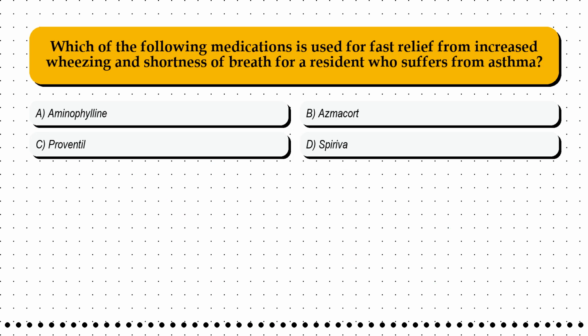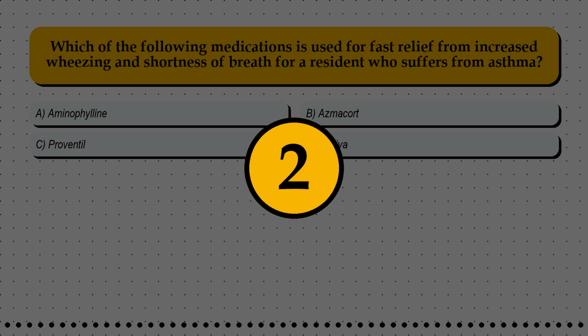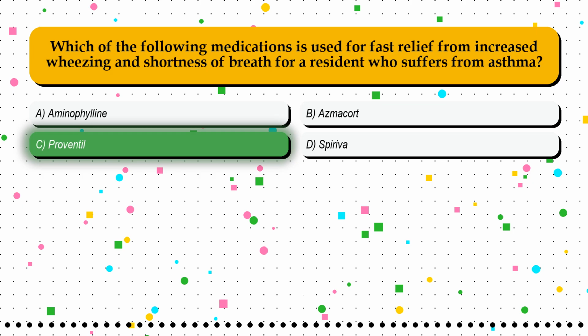Question 269. Which of the following medications is used for fast relief from increased wheezing and shortness of breath for a resident who suffers from asthma? Option A, aminophylline. Option B, Decadron. Option C, Proventil. Option D, Spiriva. The correct answer is option C, Proventil.